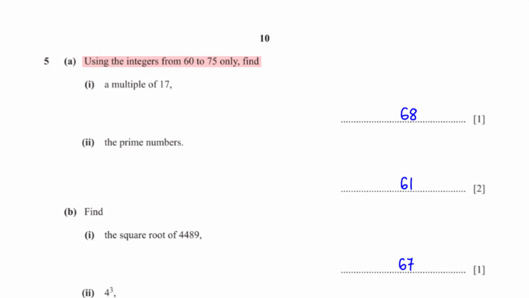Using the integers from 60 to 75 only, find a multiple of 17. Within the given range, 68 is a multiple of 17. 17 times 4 gives us 68. Find the prime numbers. Within the given range, 61 is one of the prime numbers. It has only two factors, 1 and itself.